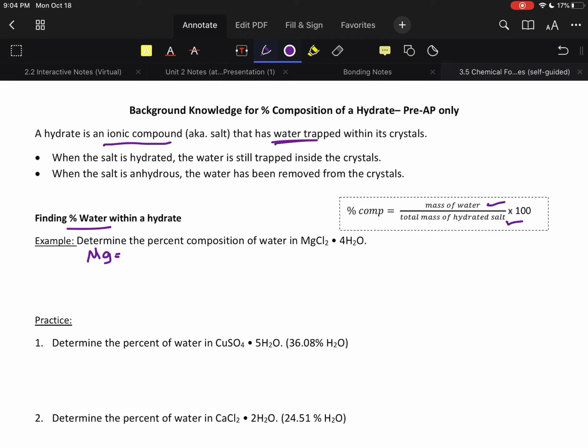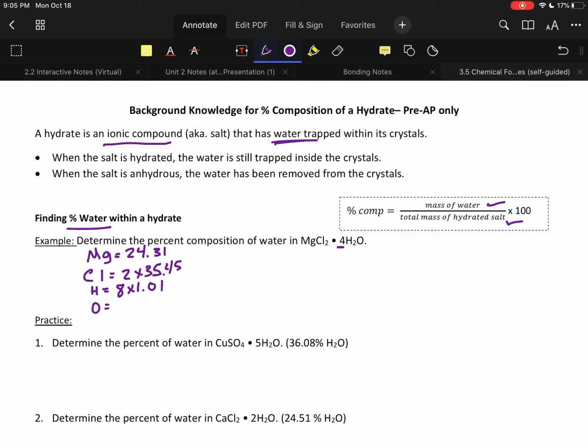So I have 1 magnesium. So I'm just going to write down the mass of 1 magnesium, 24.31. And then I have chlorines, but I have 2 of them. So I'm going to have to multiply that by 2. Then when I get to my water, this 4 in front, what that's saying is that I have 4 molecules of water. So when I add up my hydrogen, I'm not just going to have 2 like in a water molecule, but I'm actually going to have 4 times 2. So you end up with 8.